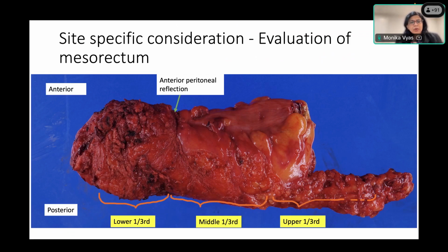In the middle third of the rectum, only the anterior part has peritoneum. That is called the anterior peritoneal reflection, the point at which the peritoneum reflects off the rectum and either goes onto the uterus or the bladder. So the middle third of the rectum will only have serosa on the anterior part. And the lower third of the rectum is completely devoid of serosa, so all you have is a circumferential resection margin.